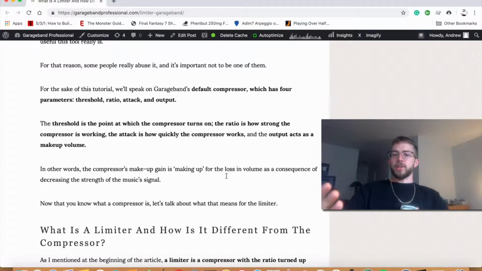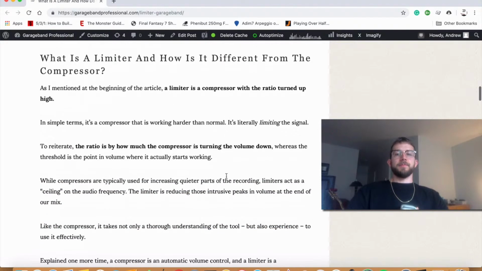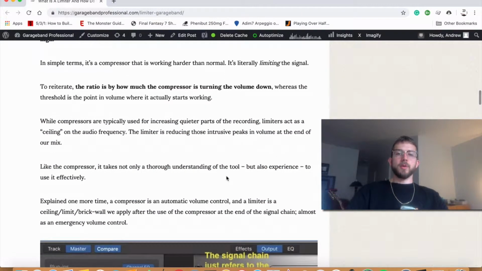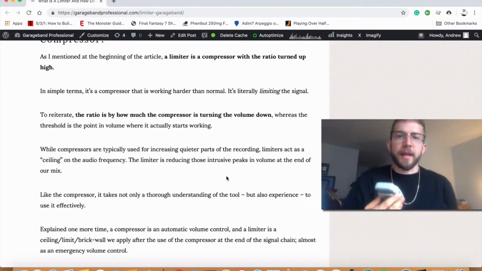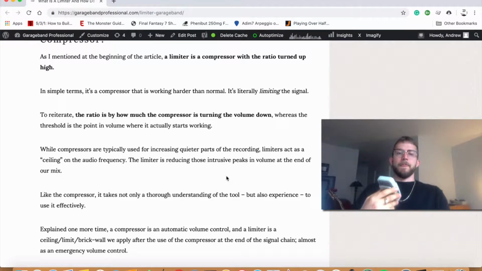So a limiter is really just a compressor where that ratio, how strong it's working, has been turned up super high. As the name suggests, the limiter is limiting the signal. It's creating a ceiling so that no signal can get through it. I forget what the exact number is, but I think anything over a 10-1 ratio is considered limiting.